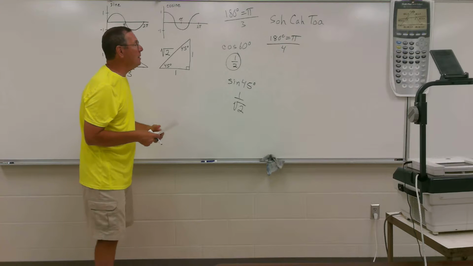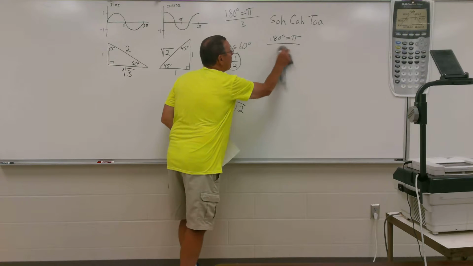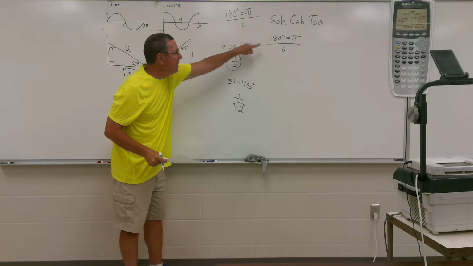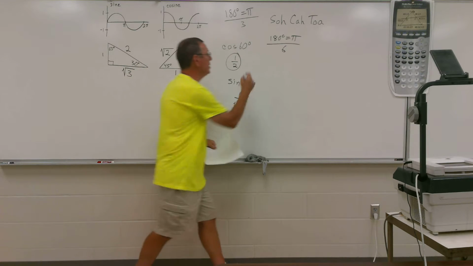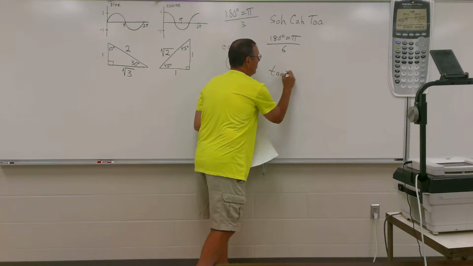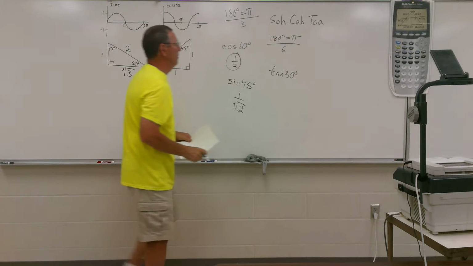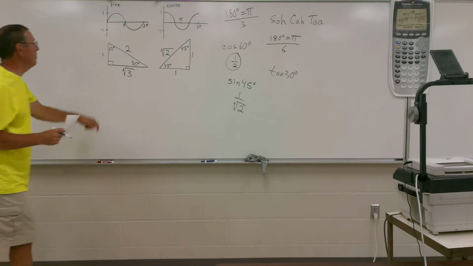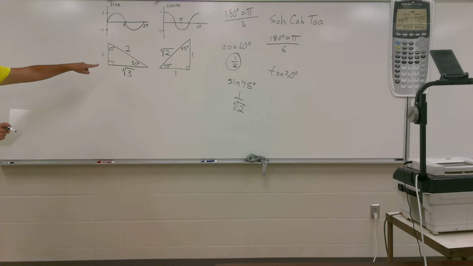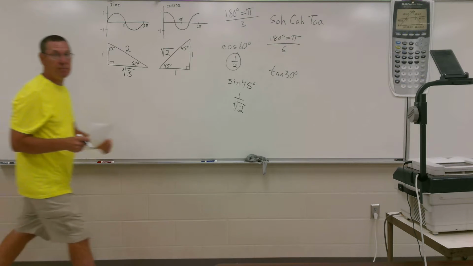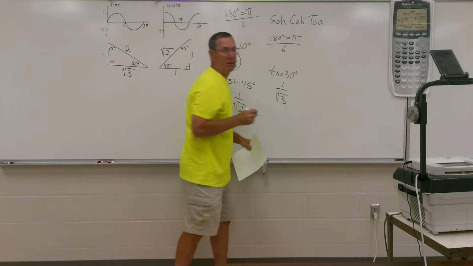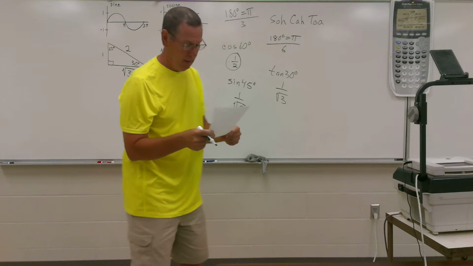Tangent of pi over 6. Okay, that 180 divided by 6 would be 30 degrees. So what I want is tangent of 30 degrees. Trevor, tangent means opposite over adjacent. From the 30-degree angle, the opposite over the adjacent is 1 over square root of 3. Colin, does Trevor know what he's doing?